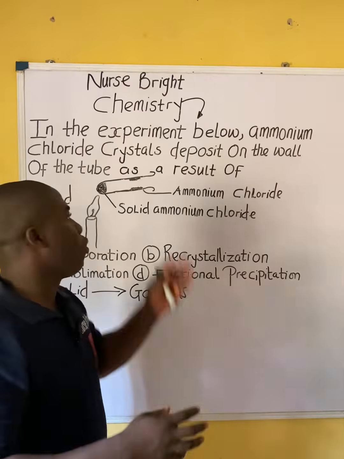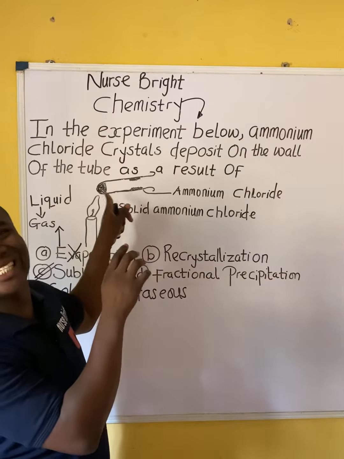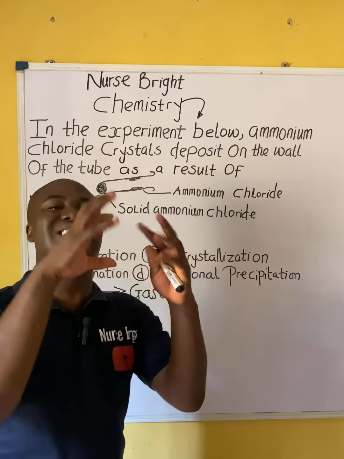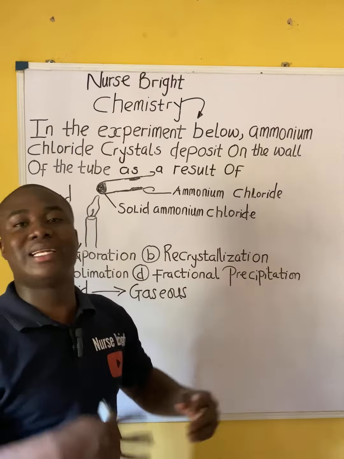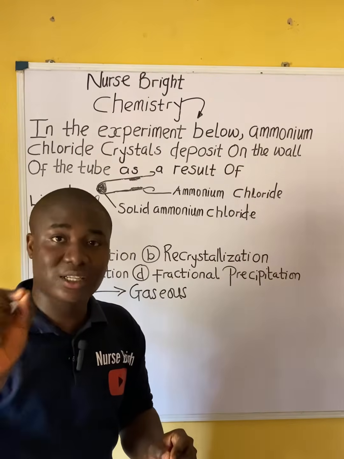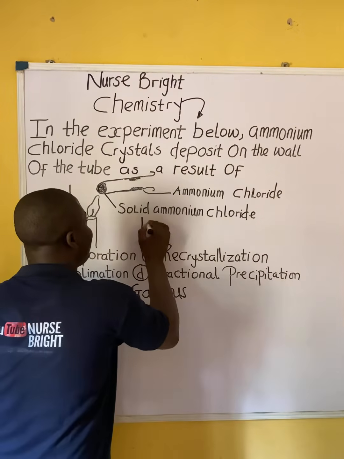So what is happening here? After the solid ammonium chloride has changed into a gas, the gases formed are hydrogen chloride gas and ammonia gas. Please take note of this. It will help you. When it vanishes, it means there's nothing inside this test tube again. So this is as a result of sublimation. It is not just ammonium chloride that undergoes sublimation. We have other substances like iodine.